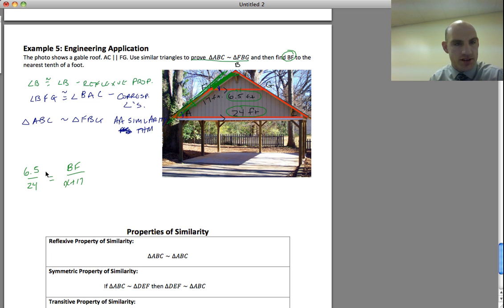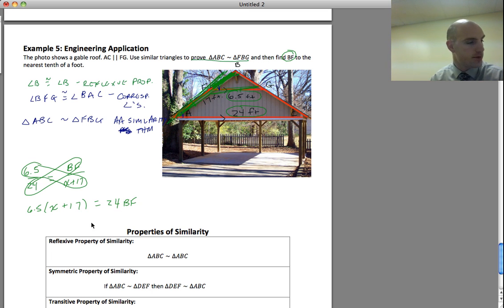Okay, and so I've set up this proportion to say that I have part of a triangle, this little part, over this whole side is equal to the small side over the big side. And so when I actually multiply this out, I've got 6.5 times x plus 17 is equal to 24 BF. Okay? Let's distribute this out. 6.5x plus 110.5 is 24 BF.